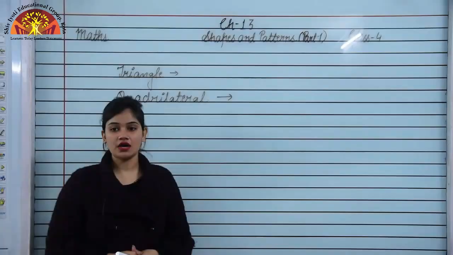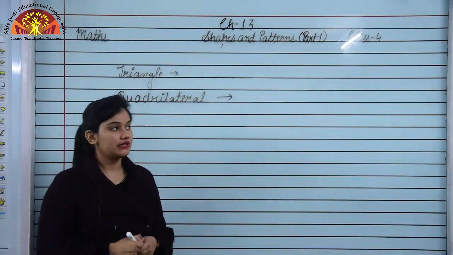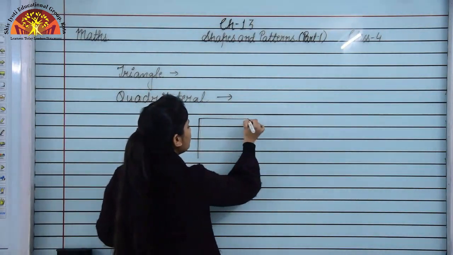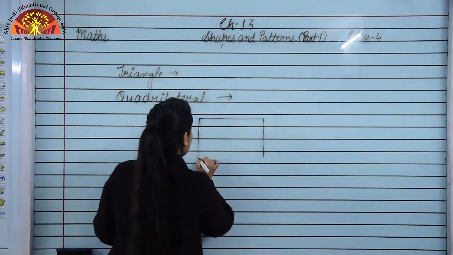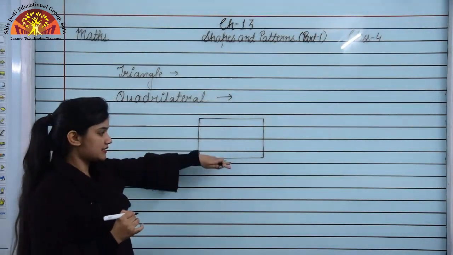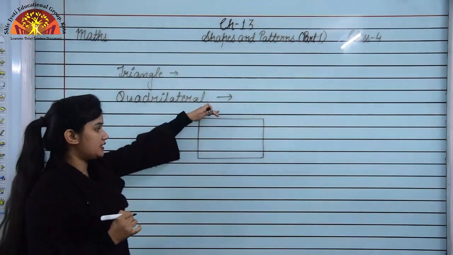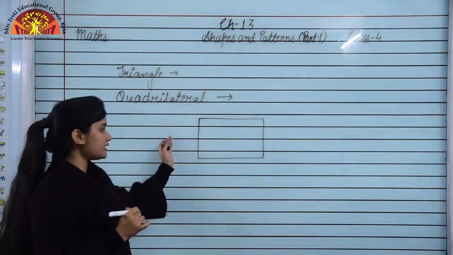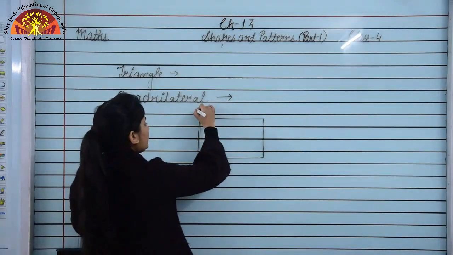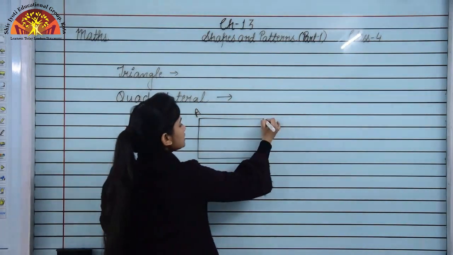Okay students? Now we'll see the next quadrilateral, that is a rectangle. In this quadrilateral, we have opposite sides equal. What did I say? Opposite sides will be equal. These are two opposite sides and the next opposite sides are here. Okay. This is point A and this is point B.